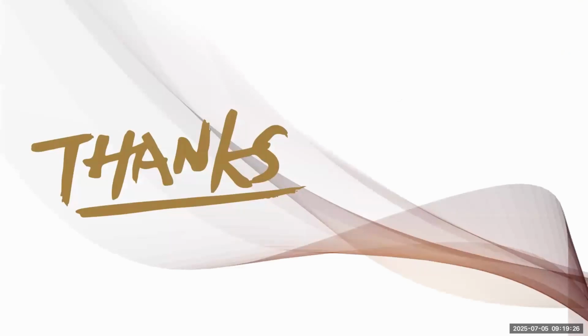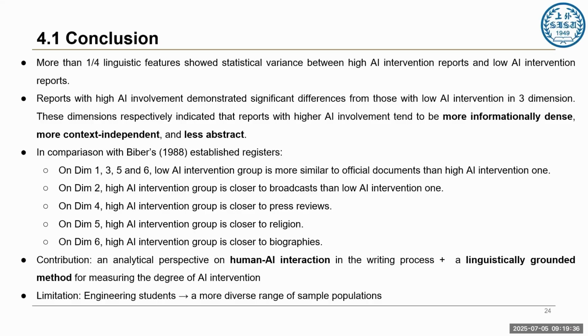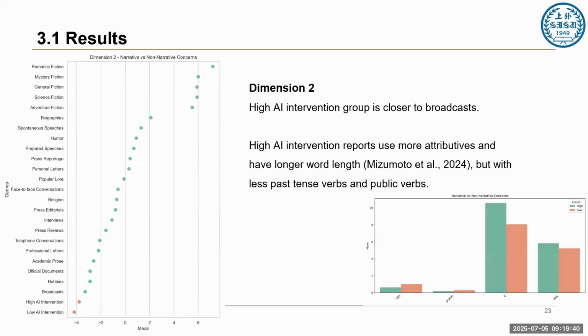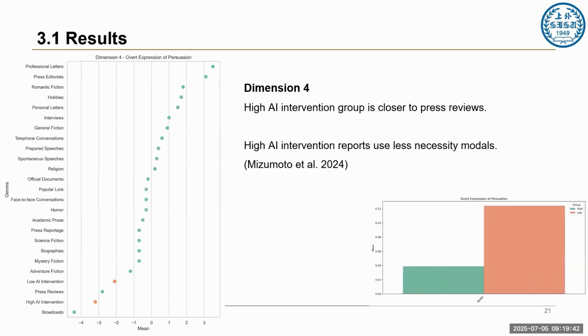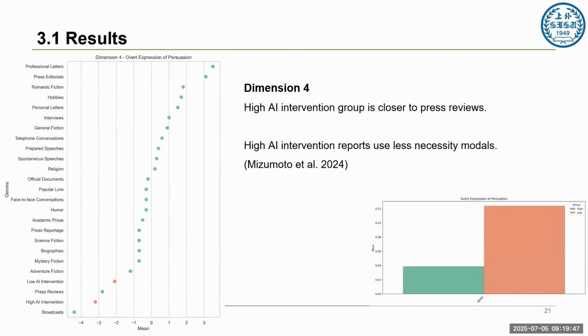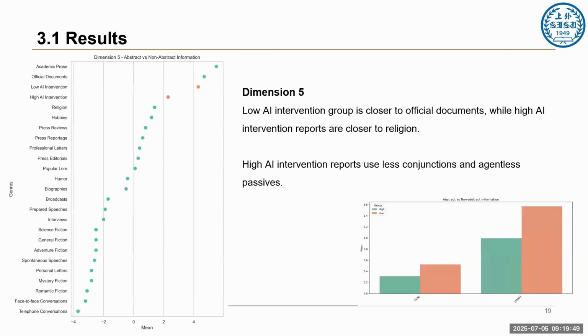Any questions or suggestions? I got a question. What do you mean by closer to religion? Closer to religion. Closer to religion. Go forward. Go down. Second last slide, I think. Here, dimension 5. Yeah.